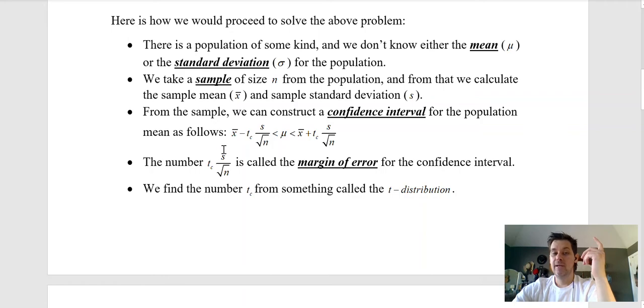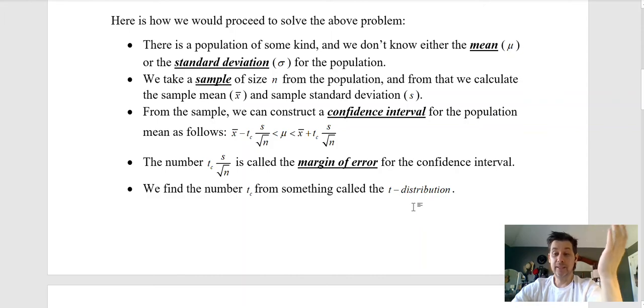Now, s is given, or found, or calculated. It's the sample standard deviation. n is likewise given. It's the sample size, right? x bar is given or known. It's the sample mean. But this number t with the subscript c right there, that's a number we find from something called the t-distribution.